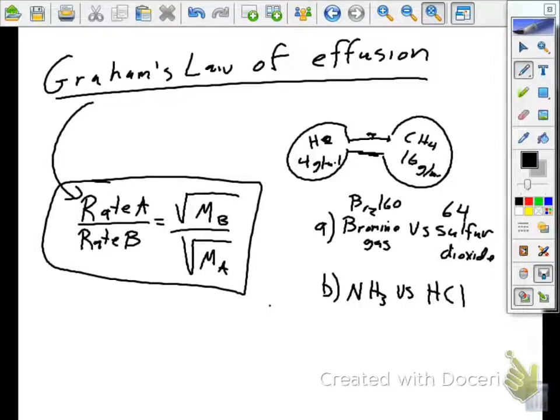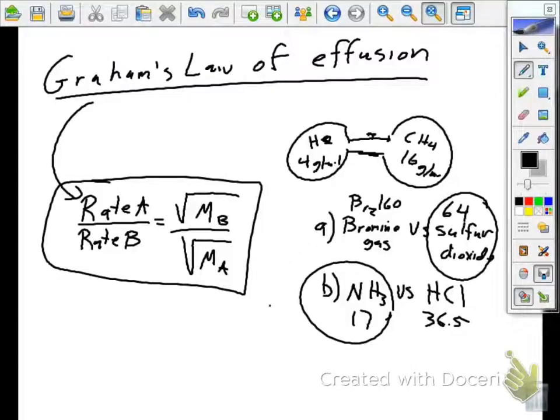NH3, 17, HCl, 36.5. Which one moves faster? NH3. Any questions with that? NH3 moves faster, lighter molecule.